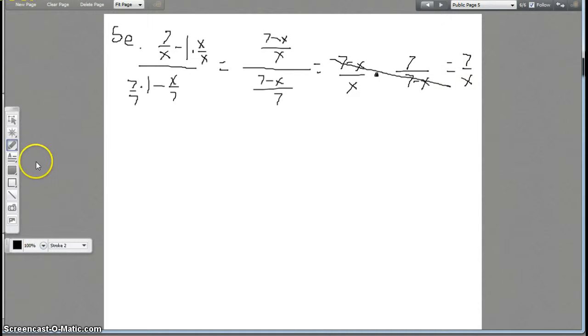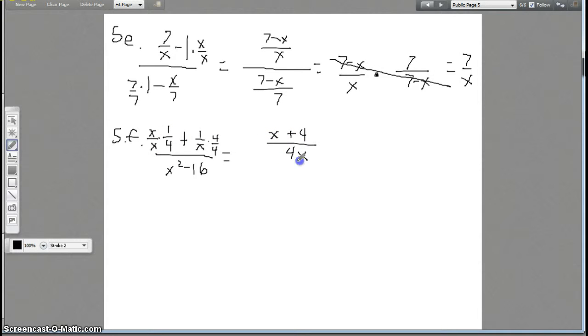Okay, let's look at part F. I'll just put that down here. Number 5, part F, we have 1/4 plus 1 over x, divided by x squared minus 16. So let's first fix our numerator and make that one fraction. I'm going to multiply the 1/4 by x over x, and the 1 over x by 4 over 4. So our numerator becomes x plus 4 over 4x.